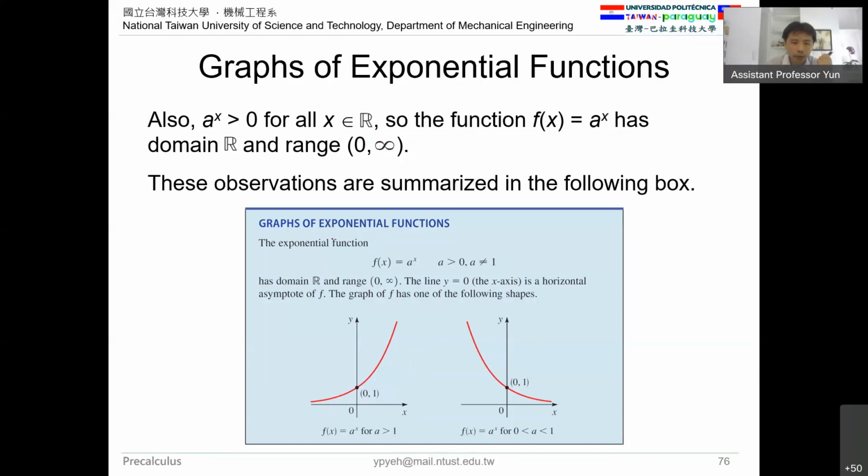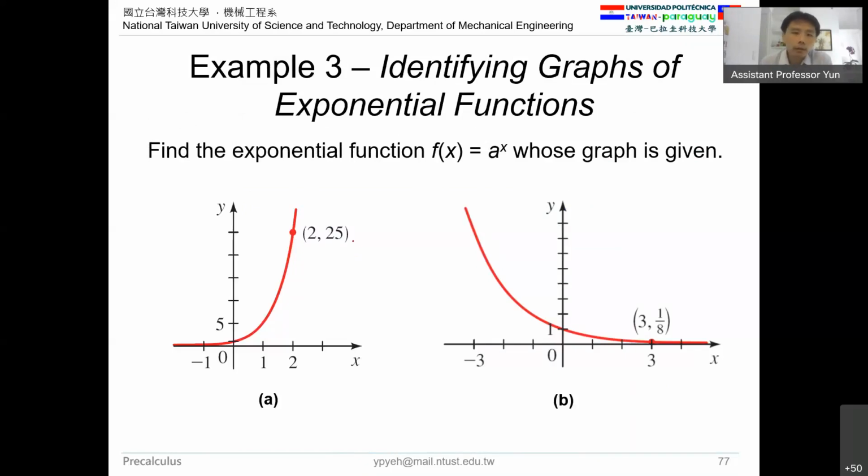From these figures, we can see the graph of these exponential functions. As we define, f of x equals a to the power of x, where a is larger than 0 and a is not equal to 1. So the domain could be any of the real numbers, and the range will always be y larger than zero, starting from zero to positive infinity.